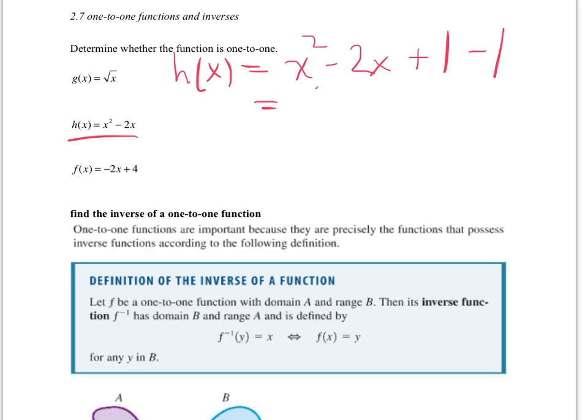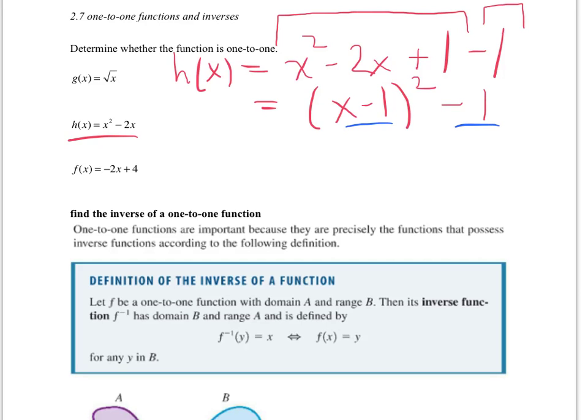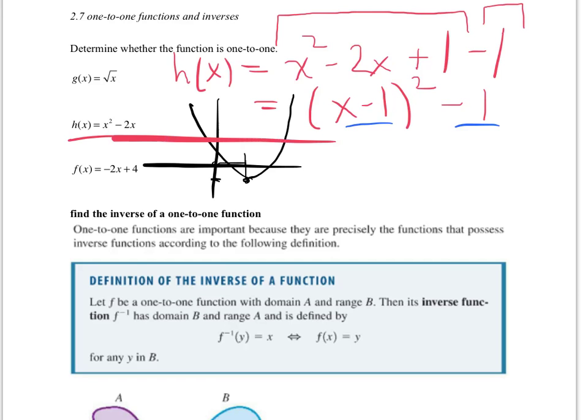But we can now write our function like this: x minus 1 squared, by grouping together these three terms and factoring the perfect square, and then minus 1 because that's what we have left on the back end. Now we see that we have a transformation of the basic x squared function, 1 unit to the right and 1 unit down. And so when we draw that graph, we can see that where we started at 0, 0, we're now 1 unit to the right and 1 unit down, so we're now here. And our graph does something like this, and we can see from the horizontal line test there are lots of points on the graph that are intersected by horizontal lines in more than one place. So we see that that graph is not the graph of a one-to-one function.